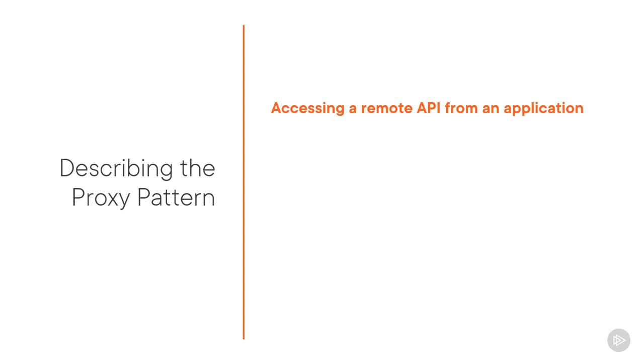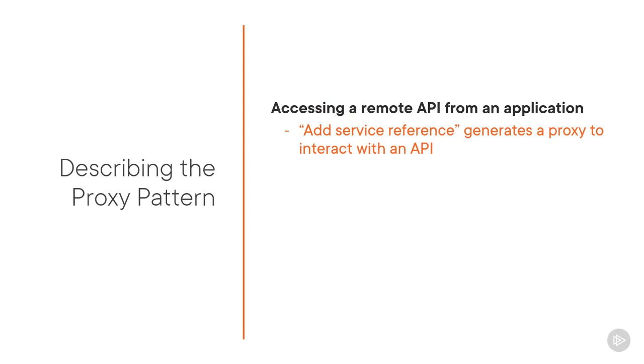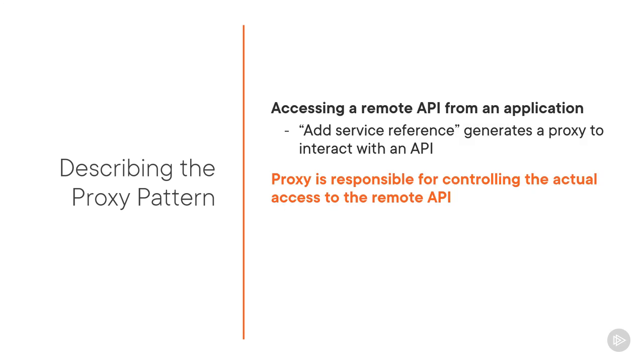The archetypical example of a proxy, which some of you have undoubtedly encountered, is accessing a remote API from an application. Those of you who remember the Add Service Reference option in Visual Studio will know about this. The idea here is that your application, let's say it's an MVC app, uses a proxy to interact with the actual remote API. That proxy can be completely written from scratch. But as mentioned, there's something like the Add Service Reference dialog, which would generate a proxy for you.